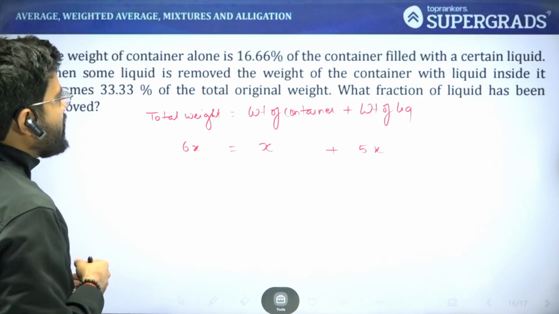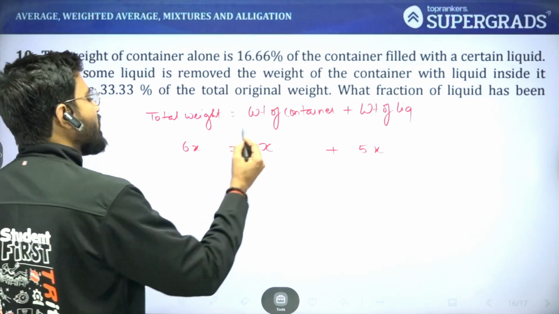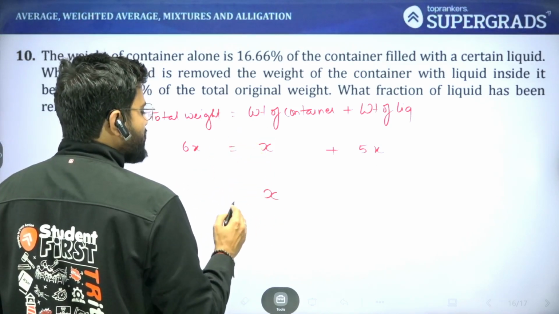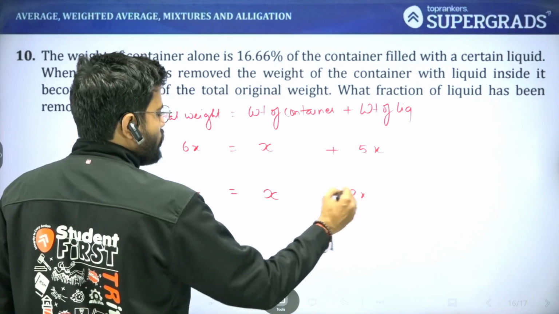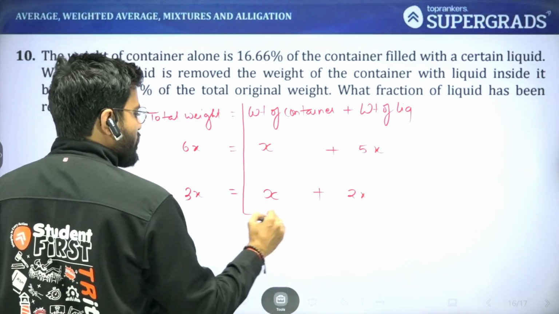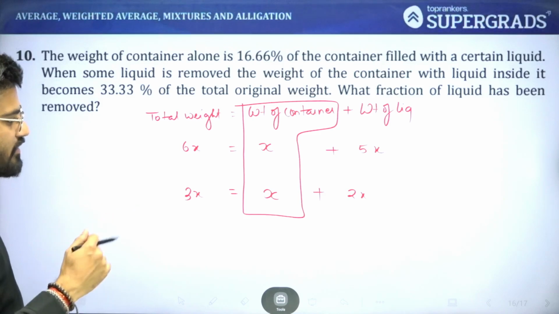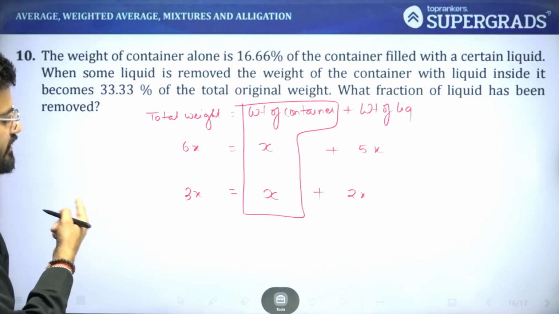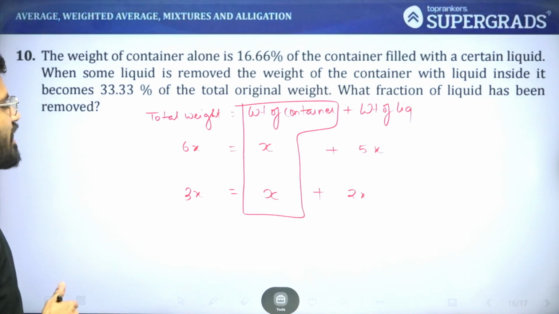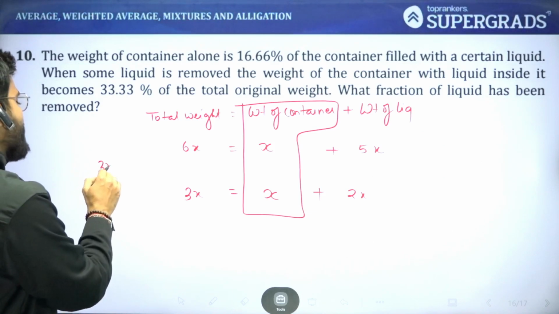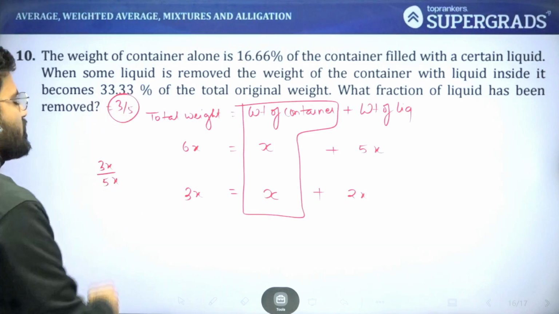When some liquid is removed, the weight of the container with liquid inside it becomes 33.33%. So weight of the container does not change, but this is 33.33%, which means it is one third. If it is one third, then total is 3x, so the weight of the liquid is only 2x because the container weight remains constant. What fraction of the liquid has been removed? We have removed 3x from 5x. So 3/5 of the liquid is removed.